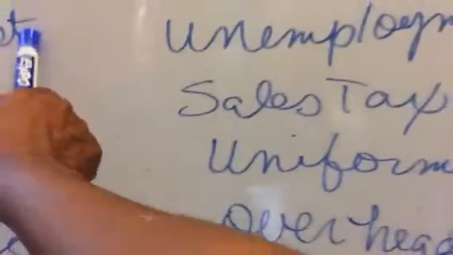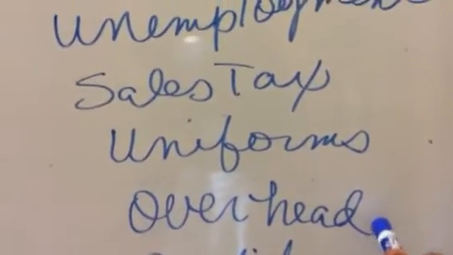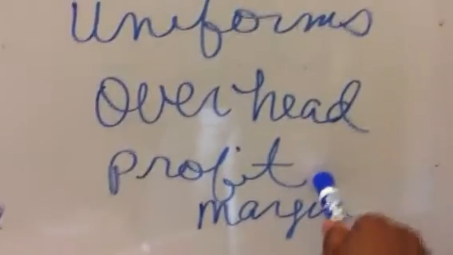Some people consider overhead to include their labor, but I like to separate it out so that way you have your labor costs and all the rest of them. So your overhead expenses are what it actually costs to run your company. And then the last one is your profit margin.